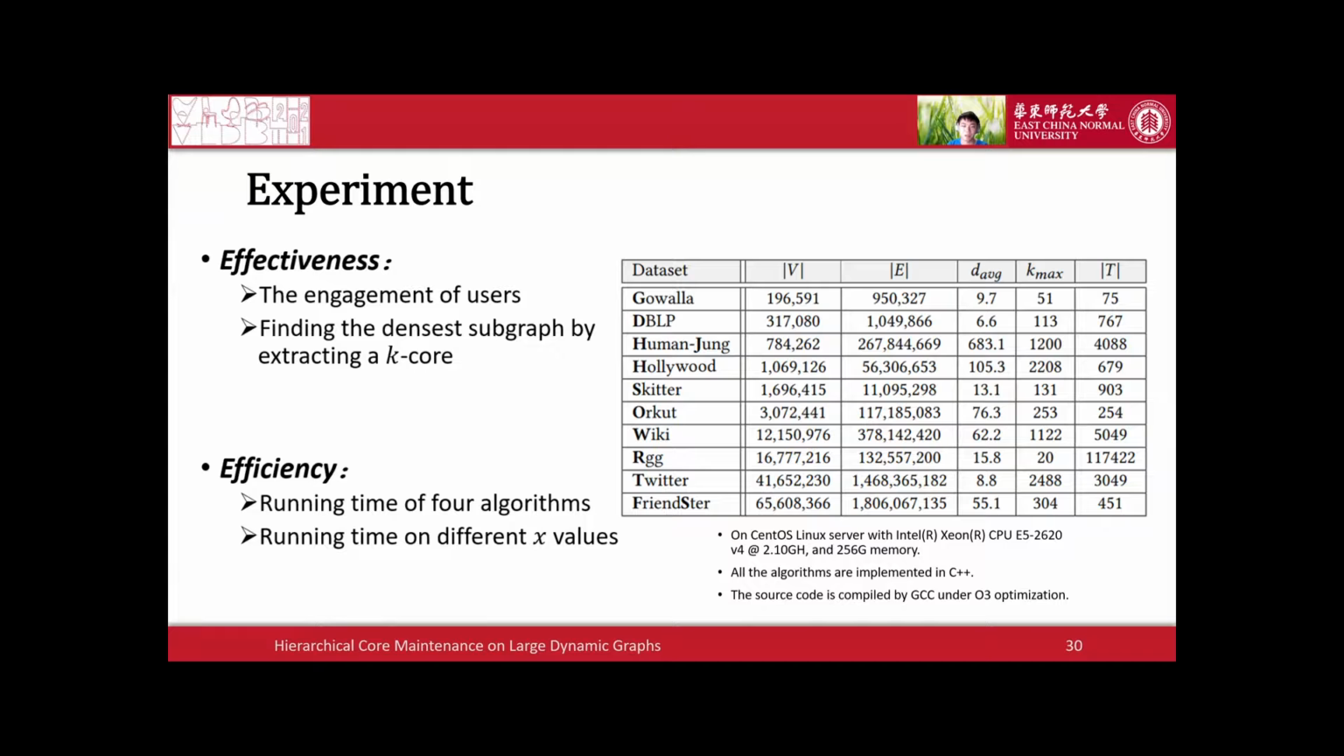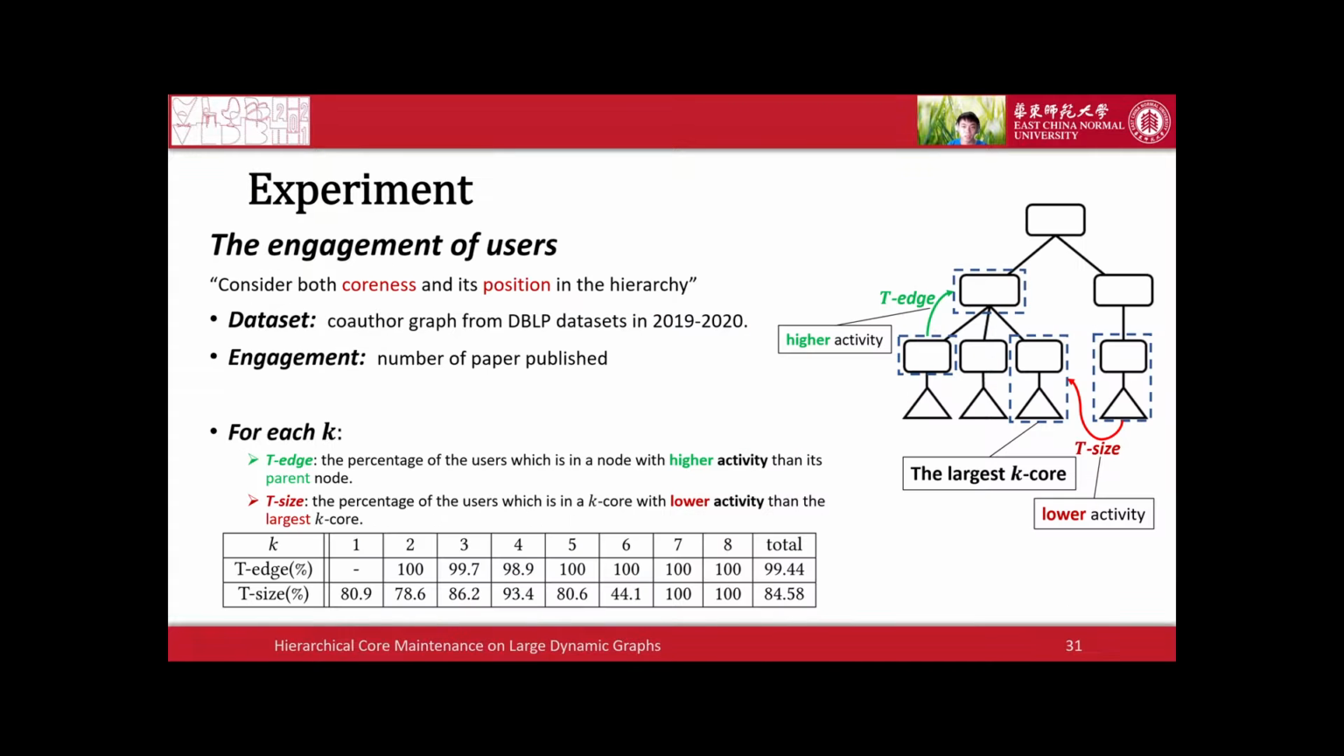Here are our experiment results. We did 4 experiments on 10 datasets up to billion scale to prove the effectiveness and efficiency of our algorithms. As mentioned before, it is a better way to consider both coreness and its position in the hierarchy to estimate the engagement of users. To prove it, we investigate the engagement of the authors and the characteristics in the K-core hierarchy. The dataset is picked as the co-author graph from DBLP in 2019 and 2020.